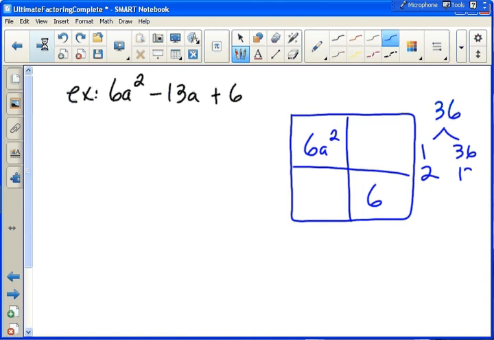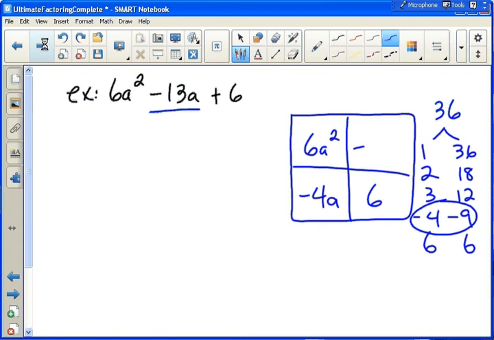They have all those numbers that multiply to be 36. We need to figure out which one will add up to negative 13. Okay, negative 13, we would have to use 4 and 9. So to get a 4 and 9 to add up to negative 13, we would need a negative 4 and a negative 9. So I put a negative 4a and a negative 9a in my boxes. Remember, negative 4 times negative 9 is positive 36, and negative 4 plus negative 9 is negative 13. So that all works for us.